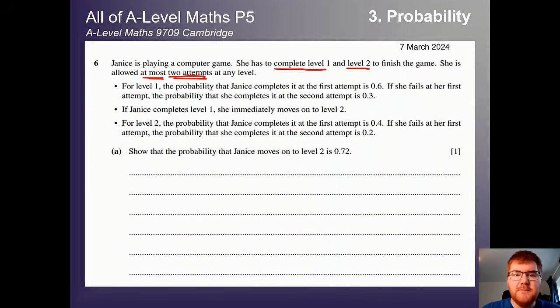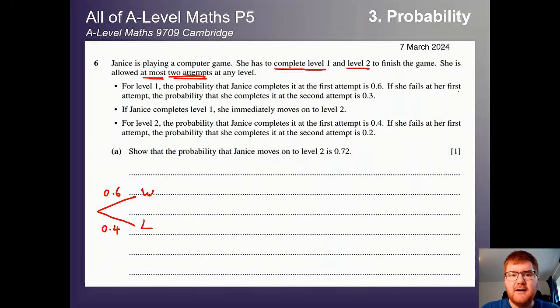So for level 1, the probability that Janice completes it at the first attempt is 0.6. So I'm going to draw this in. So here's my tree diagram. So this is level 1. So we can either win level 1 or lose level 1. Completing at the first attempt is a probability of 0.6. Therefore, losing must be 0.4. Pairs of branches add up to 1.